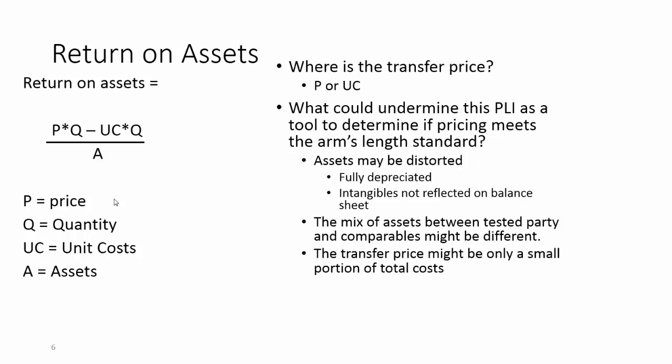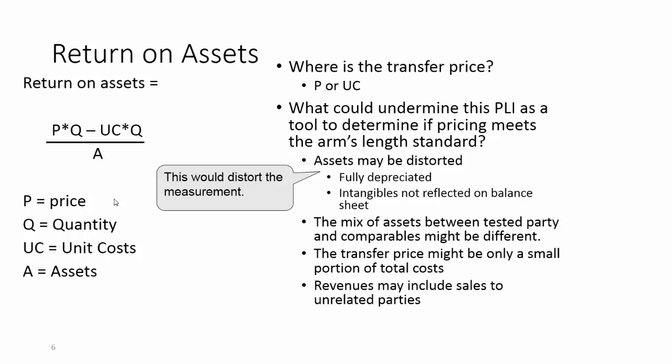What could undermine this PLI in terms of determining what's the arm's length price? Could it be that the assets may be distorted, comparing fully depreciated assets versus non-fully depreciated assets? Intangibles not reflected on balance sheet? Mix of assets between tested party and comparables might be different. The transfer price might be only a small portion of total costs, or that revenues may include sales to unrelated parties.